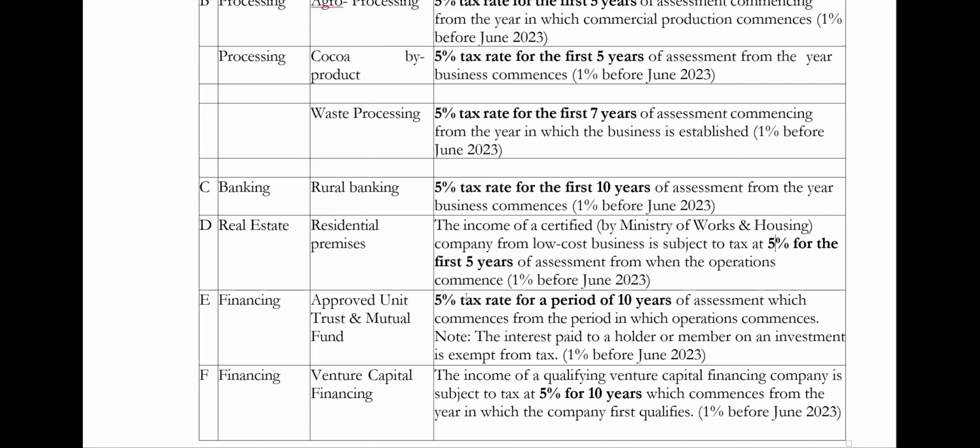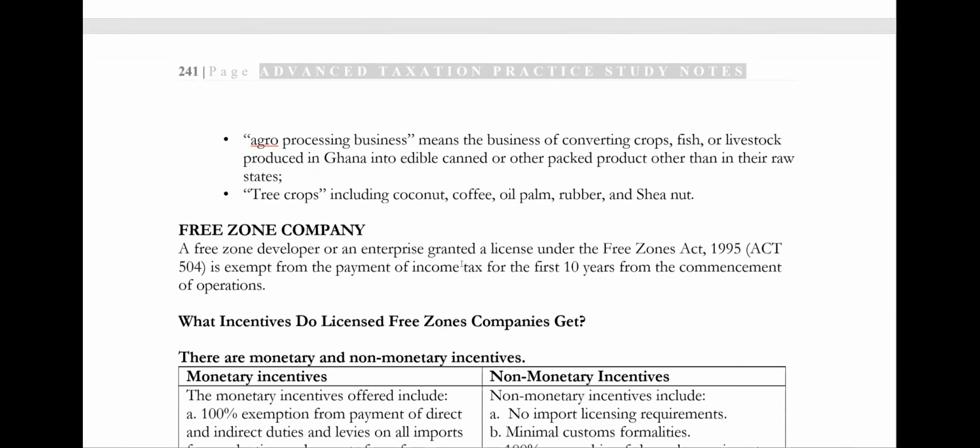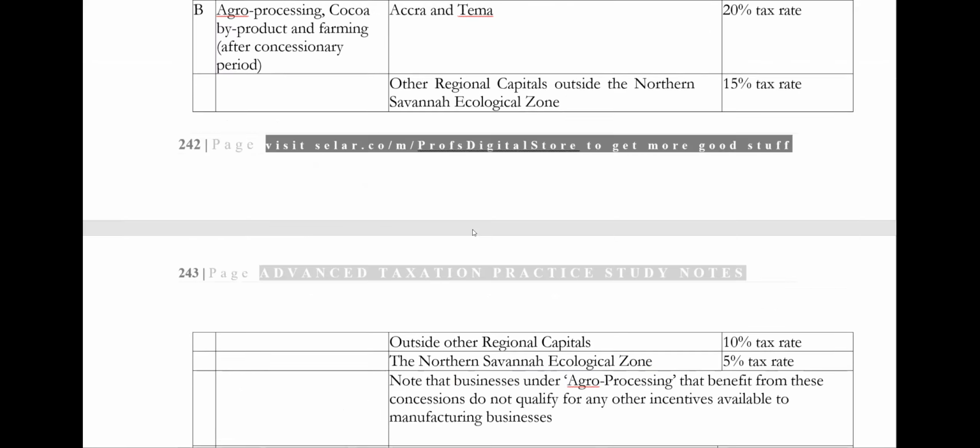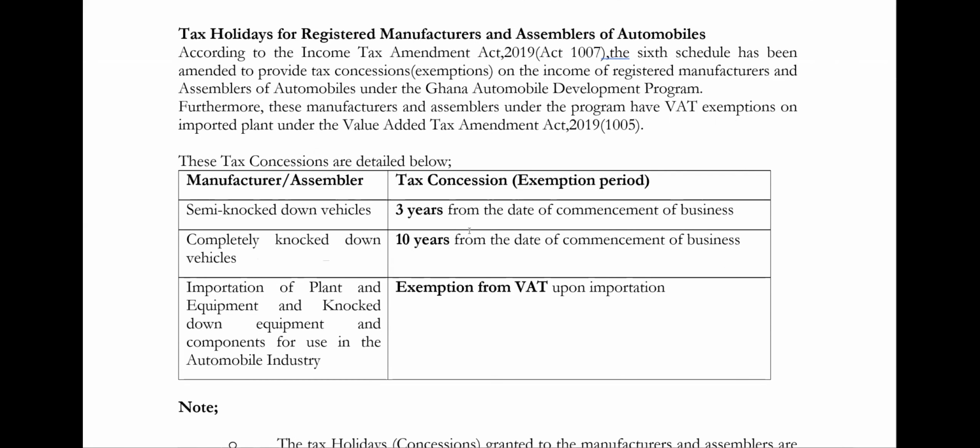However, the automobile development program has also brought some new incentives for companies that are into vehicle manufacturing, right? So, registered manufacturers and assemblers of automobiles. According to the Income Tax Amendment 2019 Act 1007, the schedule has now been amended to provide tax concessions or exemptions on the income of registered manufacturers and assemblers of automobiles, vehicles, under the Ghana Automobile Development Program. Furthermore, these manufacturers and assemblers under the program have VAT exemptions on imported plants under the Value Added Tax Amendment Act 2019, Act 1005, okay?